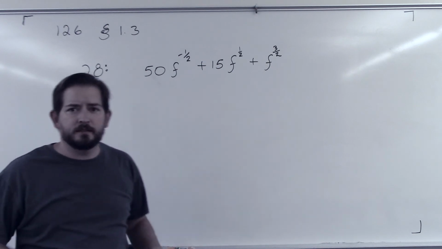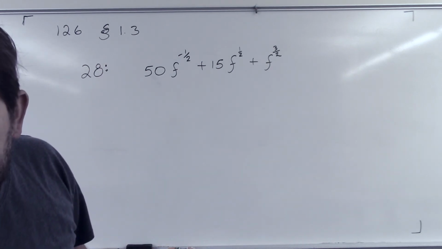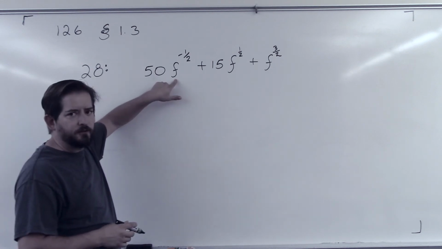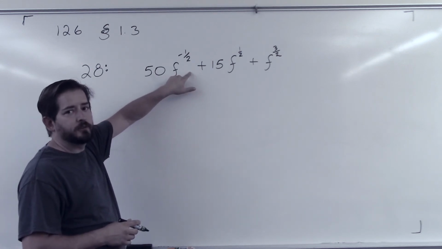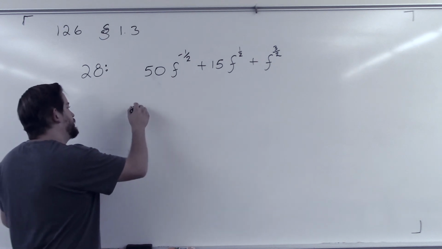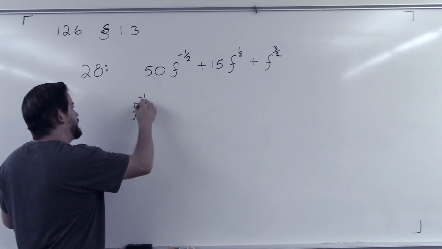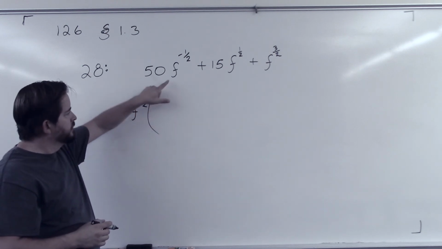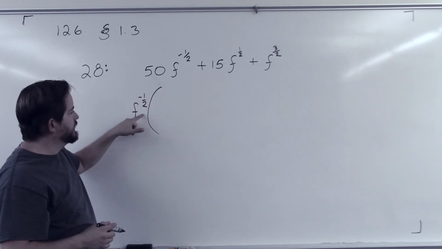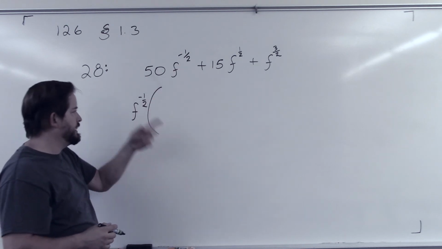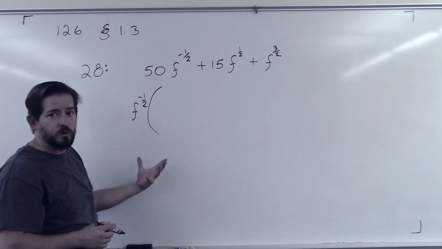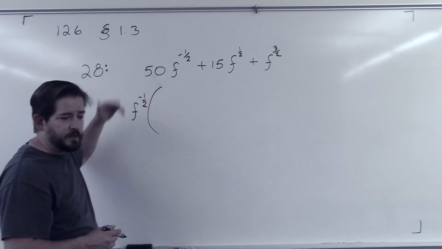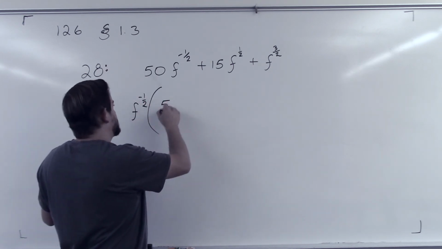But this is where it gets a little crazy. Let me make sure I'm not going to get cut off. Oh, all right. The smallest power of f is f to the negative 1/2. So that's what I'm going to pull out. And what's left is that, again, it's a division, right? So I'm going to divide each of these by that f to the negative 1/2. But f to the negative 1/2 divided by f to the negative 1/2 is just 1. Something divided by itself is 1. So it's just times that 50 that's left over. So 50.